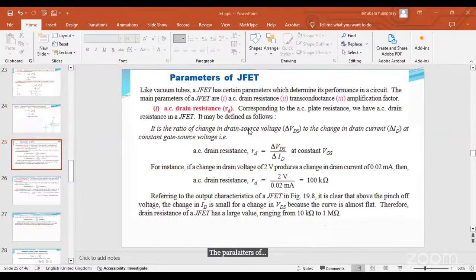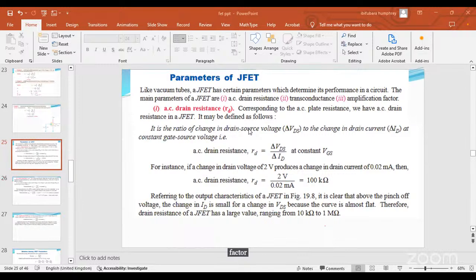Now, parameters of JFET. Like a vacuum tube, a JFET has certain parameters which determine its performance in a circuit. The main parameters are the AC drain resistance, the transconductance, and the amplification factor.